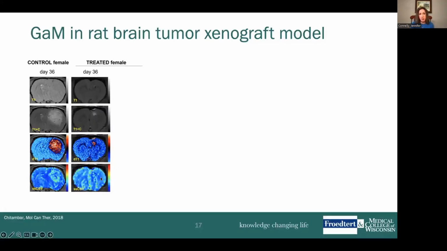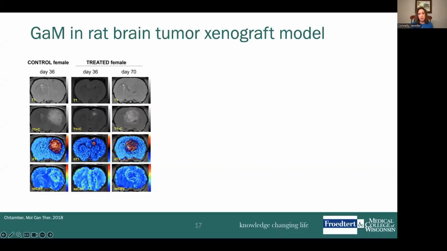This here is an example of an animal that received gallium maltolate, actually received oral gallium maltolate. And you can see in this picture, the tumor is much smaller. There is evidence of tumor that's there, but it does not have the growth rate that we would see in an untreated animal. And in fact, it wasn't until day 70 that we started to see some substantial tumor growth.